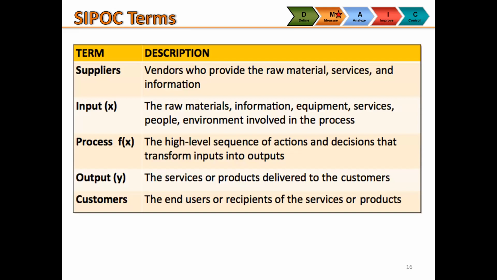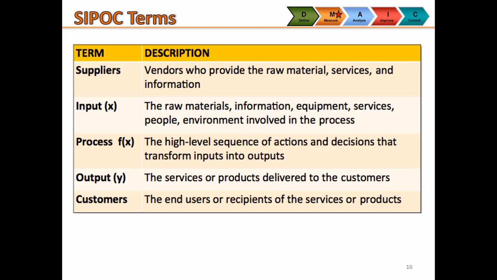And so the SIPOC stands for suppliers. Those are the people that provide raw materials, services, and information to the process. Input is the raw materials, information, equipment, services, people, environment involved in the process. The process itself is the high-level sequence of actions and decisions that transform our inputs into outputs. And the output is the services or products delivered to the customer, and the end users or recipients are our customers.